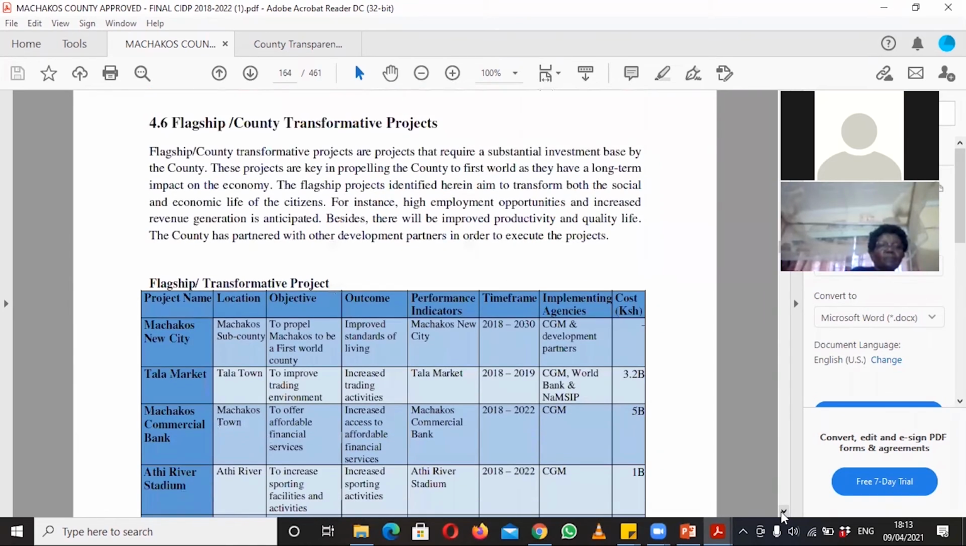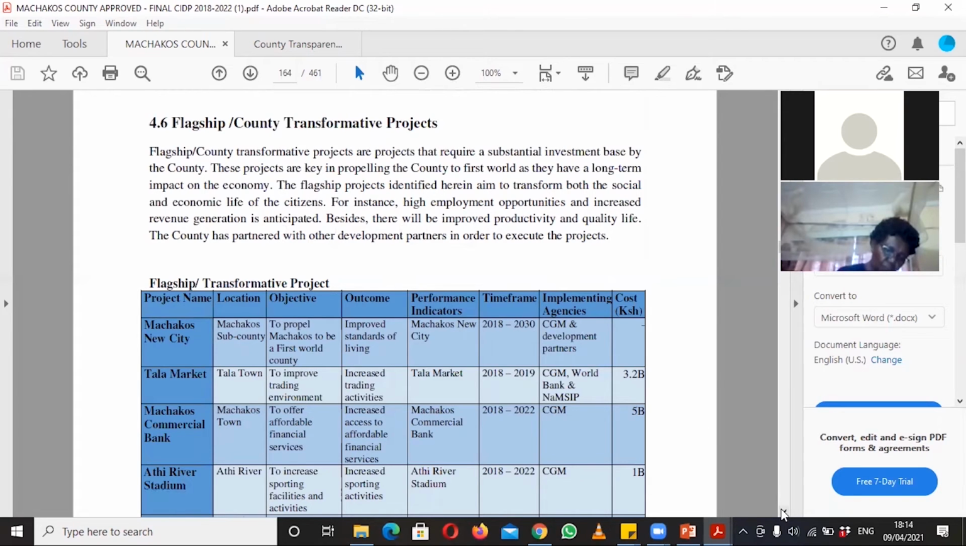So, like flagship or county transformative projects. A CIDP should also have this. These are projects that require a substantial investment base by the county. These projects are key in propelling the county to first world, as they have a long-term impact on the economy. The flagship projects identified herein aim to transform both the social and economic life of the citizens. For instance, high employment opportunities and increased revenue generation are anticipated.